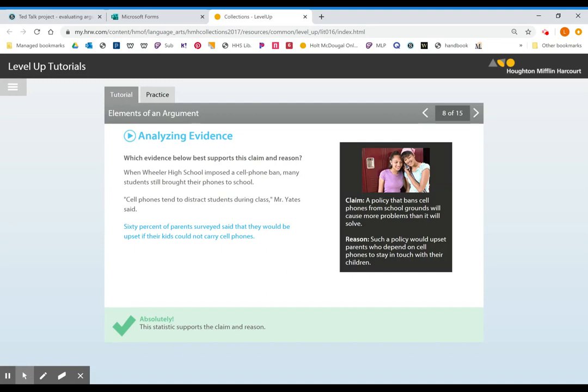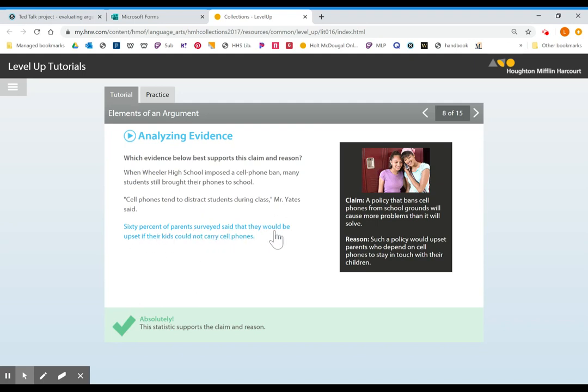Okay, so we have 3 pieces of evidence here, and we have to decide which one would be the best to support this reason. When Wheeler High School imposed a cell phone ban, many students still brought their phones to school. Okay, cell phones tend to distract students during class, Mr. Yates said. 60% of parents surveyed said that they would be upset if their kids could not carry cell phones. So which piece of evidence here, they're all related to cell phones, but which one is the strongest support for the reason such a policy would upset parents who depend on a cell phone to stay in touch with their children? Well, it would be this one, right?